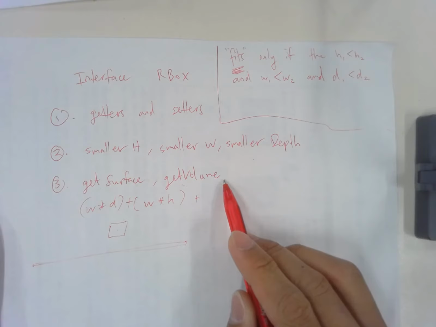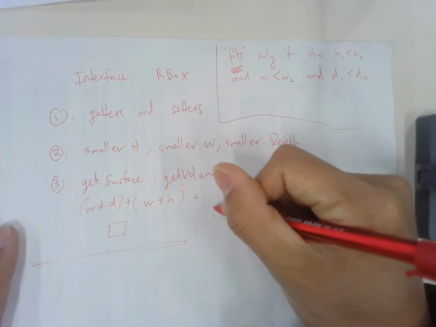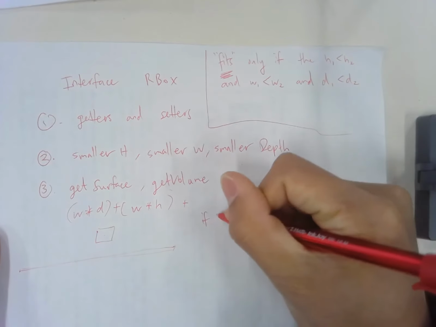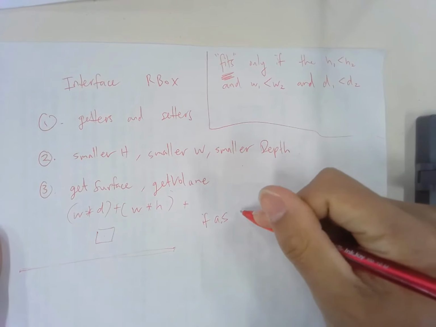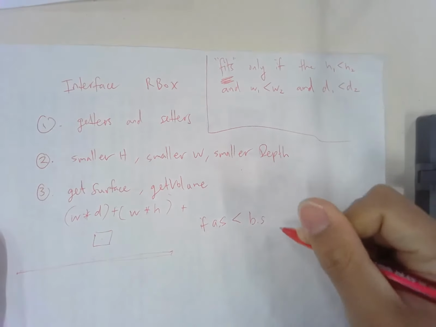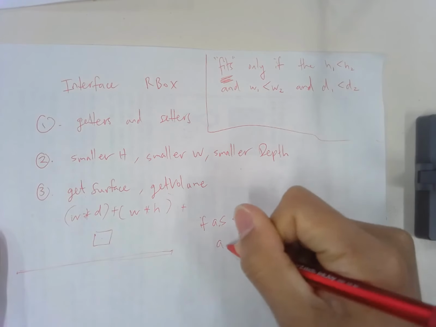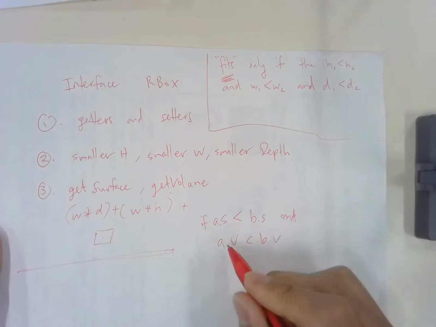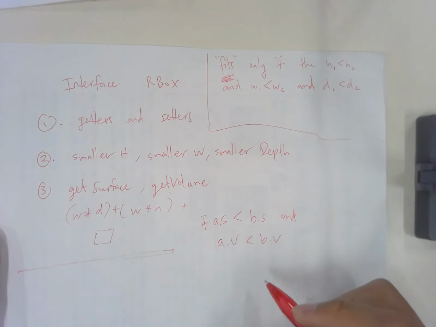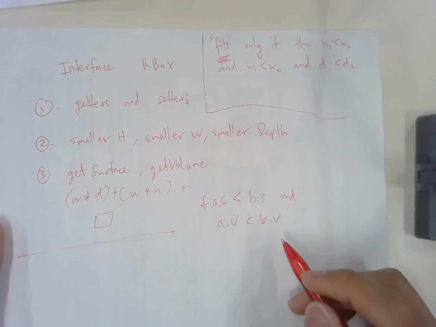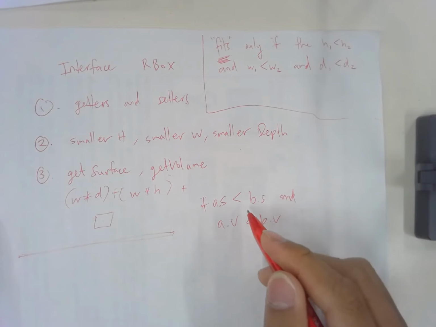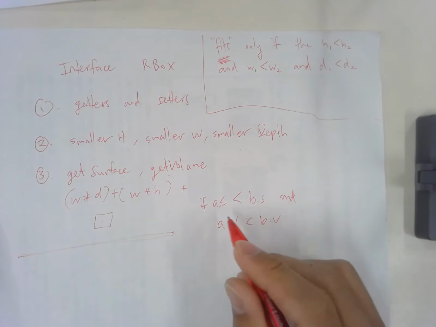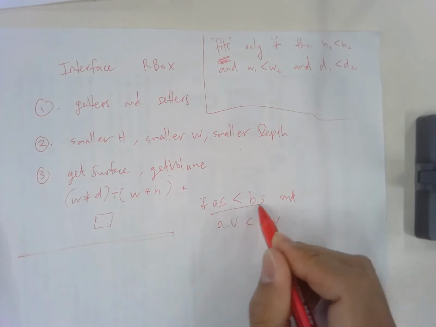And the condition here would be if A.surface is less than B.surface, and A.volume is less than B.volume. And if both of those are true, then you know that the first one fits in the second one. And so that argument doesn't stand on its own, because this can be true.